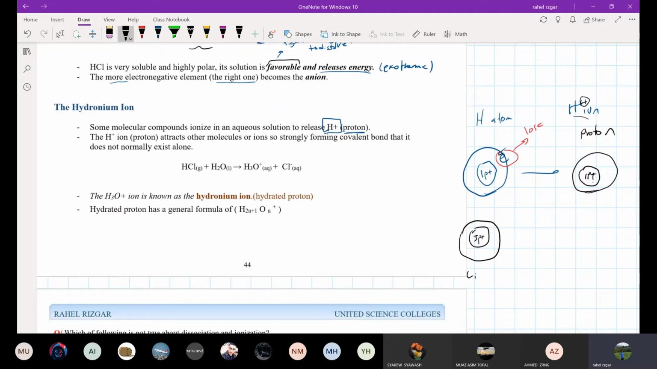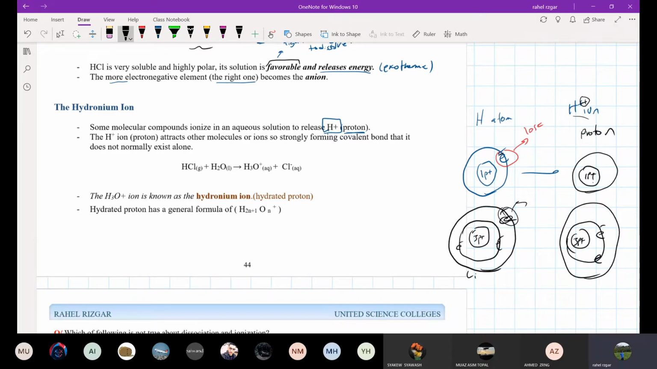This is 2 electrons here, 3 electrons, and that's it. When it loses this electron, it still has three protons and two electrons. So we cannot call lithium a proton. Lithium is just an ion, a positive ion. But hydrogen, when it becomes a positive ion, we can call it a proton.